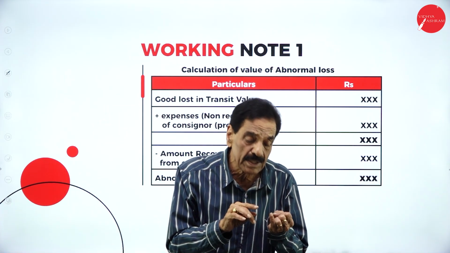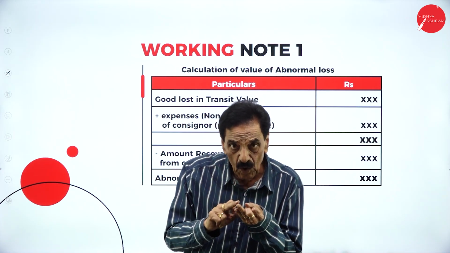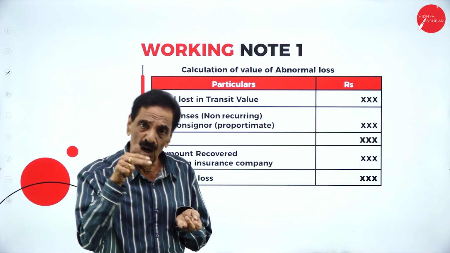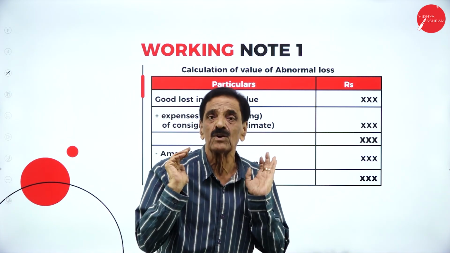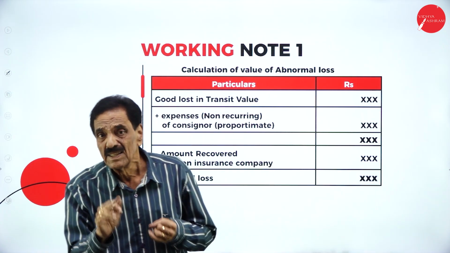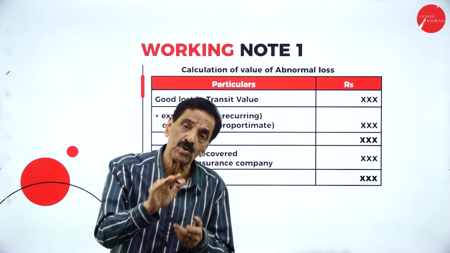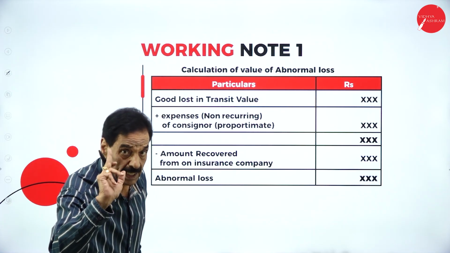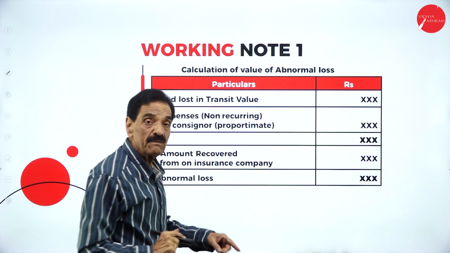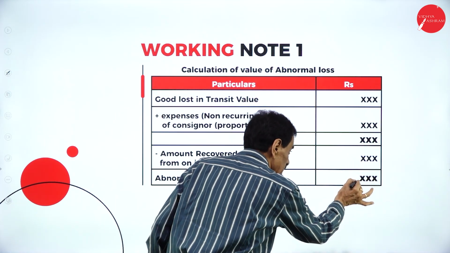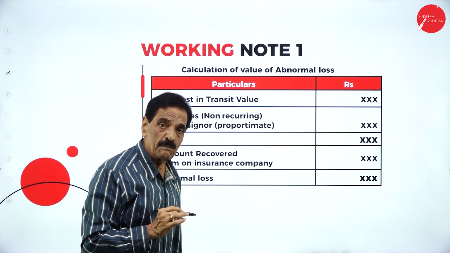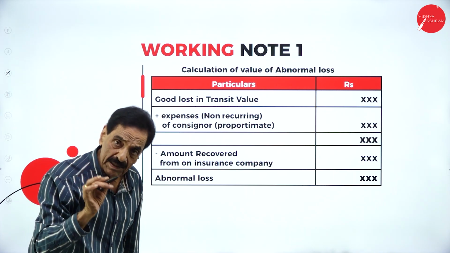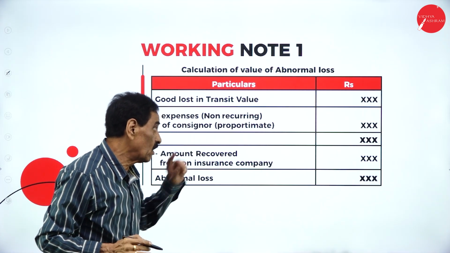The non-recurring expenses are loading, unloading, packing, freight, insurance, then octroi. Direct expenditure should be taken into consideration; salary, rent, printing and stationery, postage should not be considered. When the goods are lost, only the consignor's expenditure should be considered. The cost of goods lost plus expenses of the consignor should be added. This is called total loss.